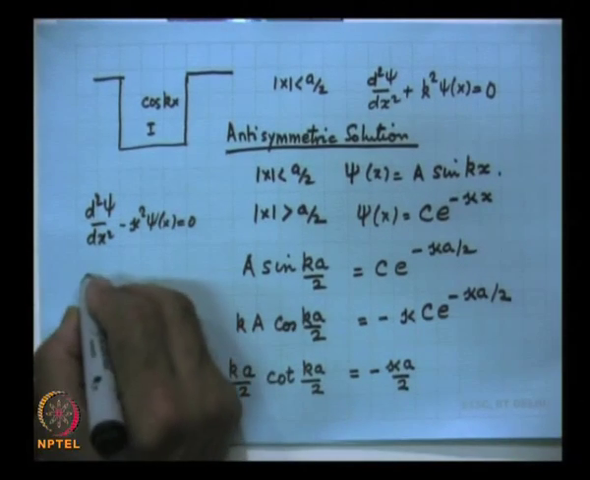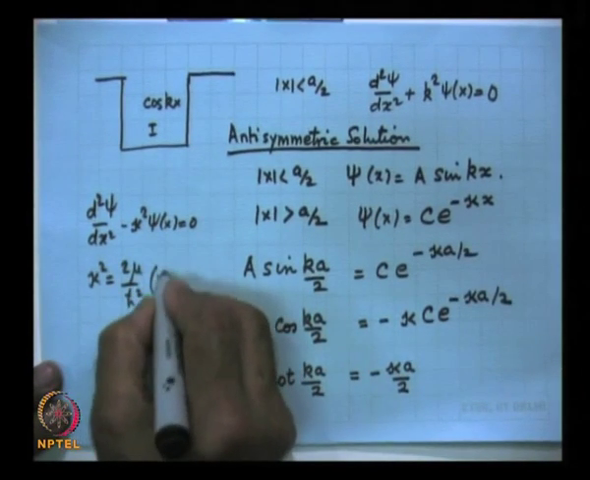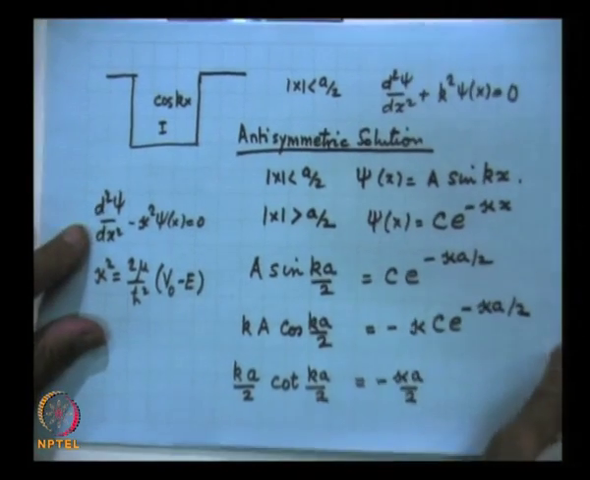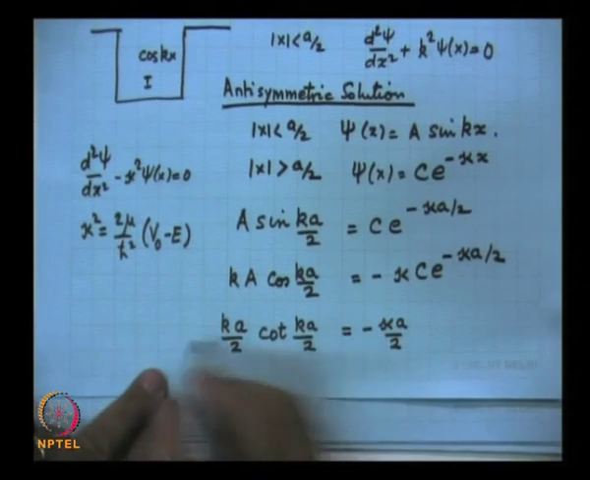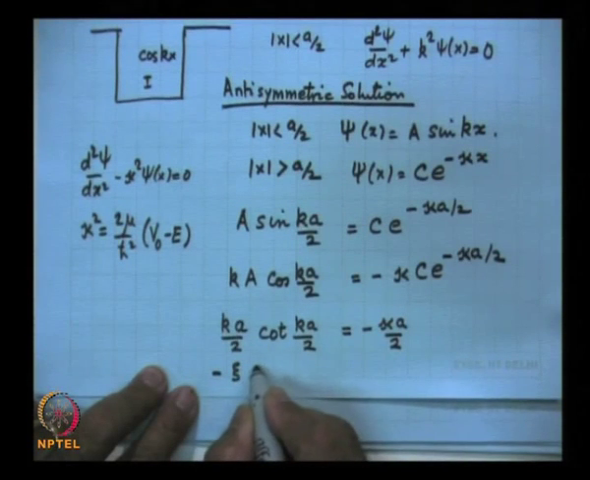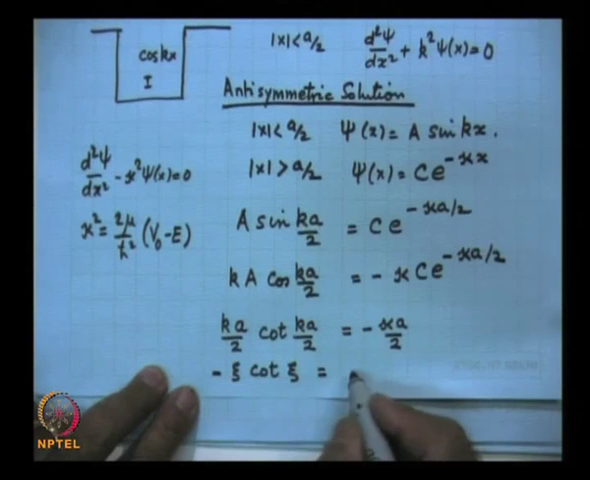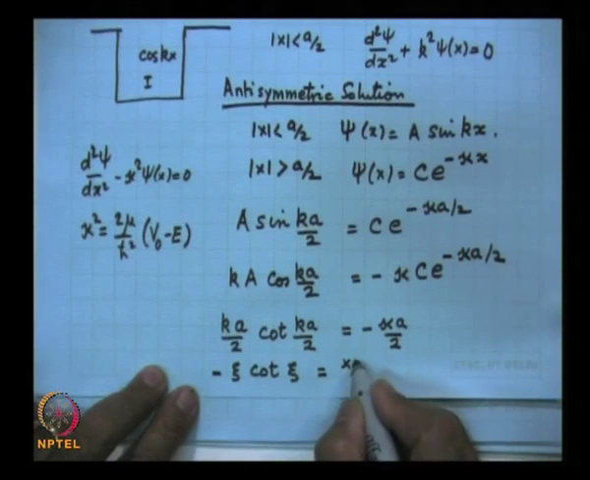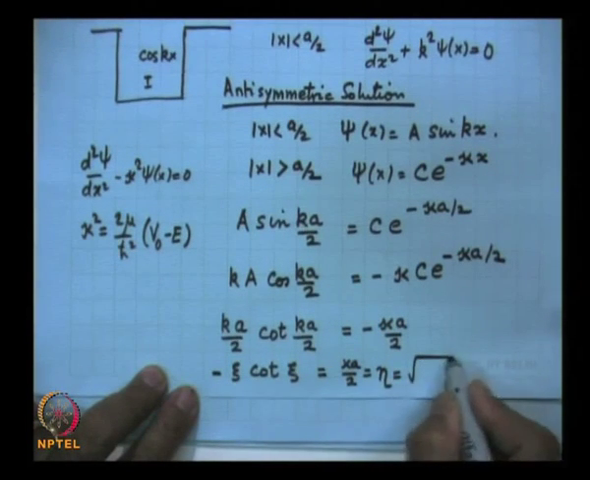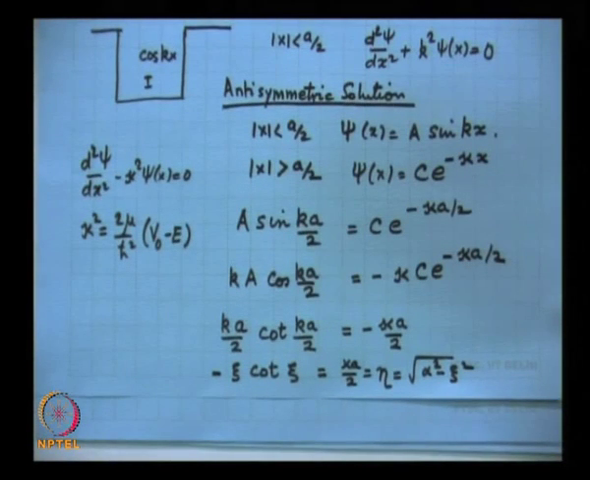The value of kappa is still the same, which is equal to 2 mu by h cross square (V0 minus E). So, once again I will have a similar kind of thing. I take the minus sign here. So, I get minus xi cot xi is equal to kappa a by 2, that is eta, and that we had shown to be equal to under root of alpha square minus xi square. So, the right hand side remains the same.